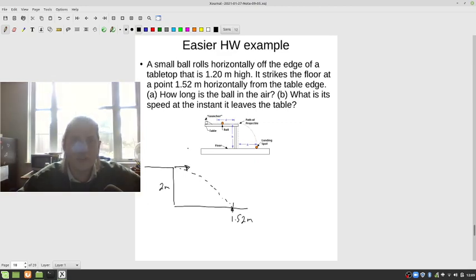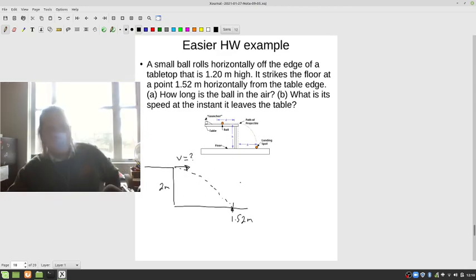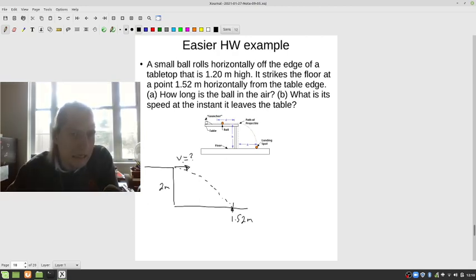First it asks how long is the ball in the air, and then the second thing it asks is what is the speed at the instant it leaves the table. So there are two parts to this. What I want you to notice is that the fact that the ball is initially going just horizontally actually cleans up this problem quite a bit.